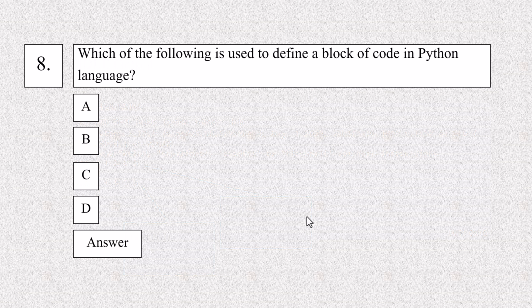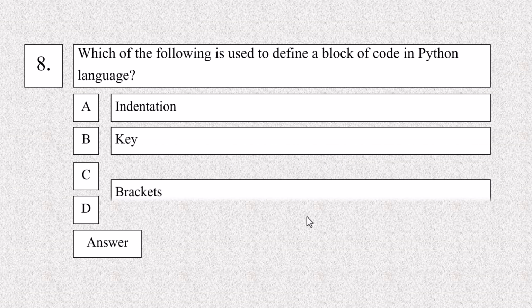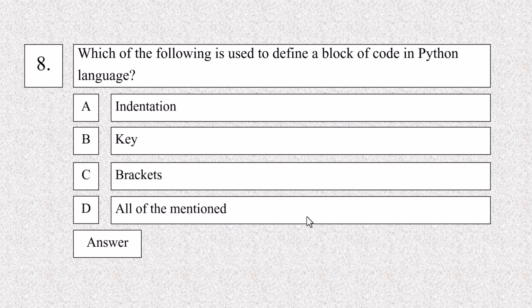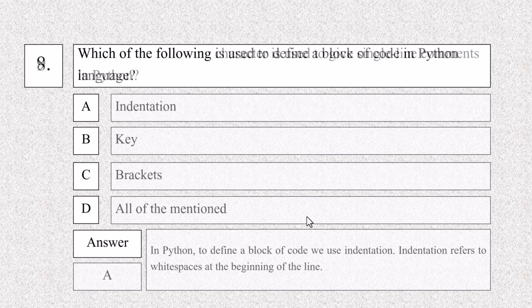Which of the following is used to define a block of code in Python language? Option A, indentation. Option B, key. Option C, brackets. Option D, all of the mentioned. Here the correct option will be option A. Why? In Python, to define a block of code, we use indentation, and indentation refers to white spaces at the beginning of the line. So that is why option A is the correct answer.